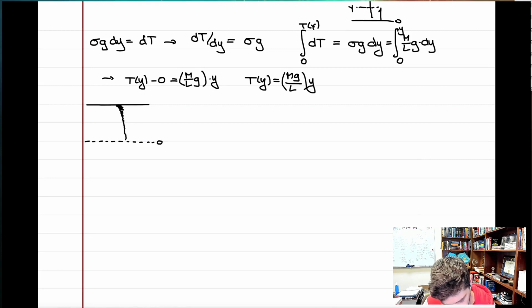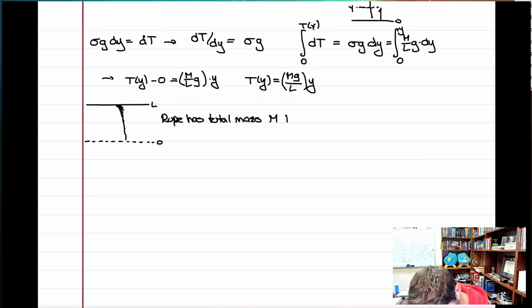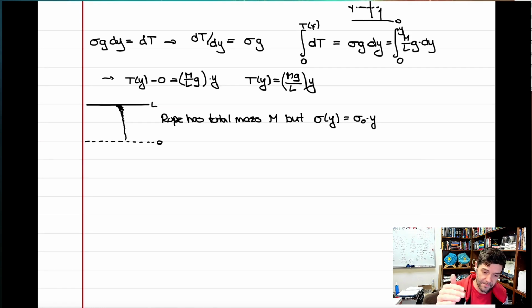So let's take the case where, again, it's between 0 and L, and this rope has total mass M, again. But notice how I've drawn it. It looks like the rope's getting thicker as you go up. So sigma in this case is a function of y, which is going to be sigma naught times y itself. So the density is 0 at the very bottom, and you can think of this, if you need something easier to visualize, as the thickness of the rope getting thicker, and there's more mass concentrated in the rope as you get higher and higher.